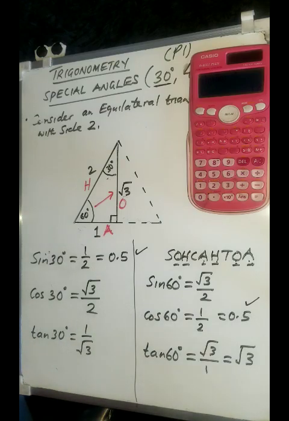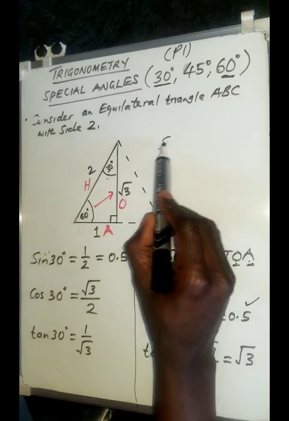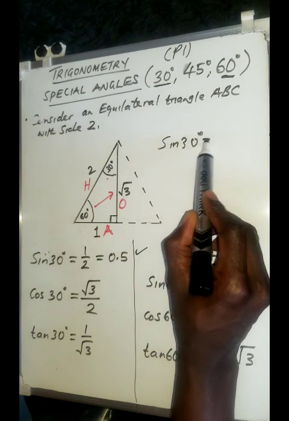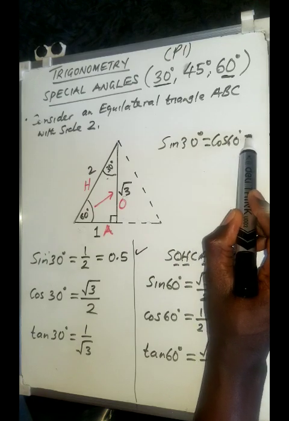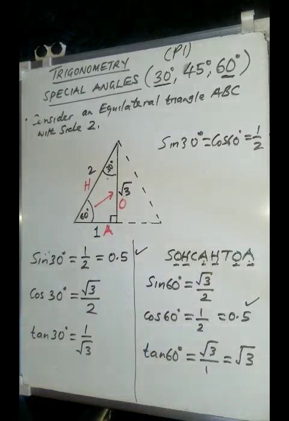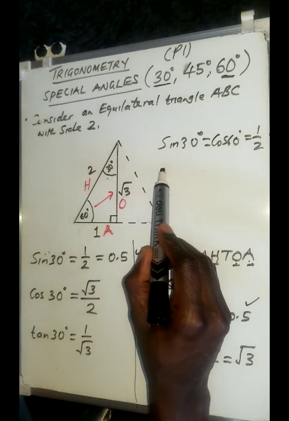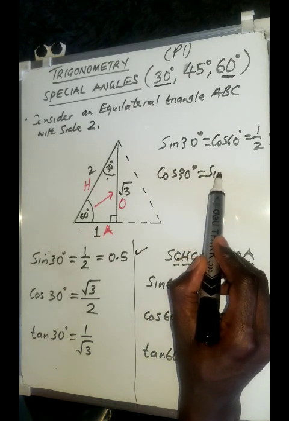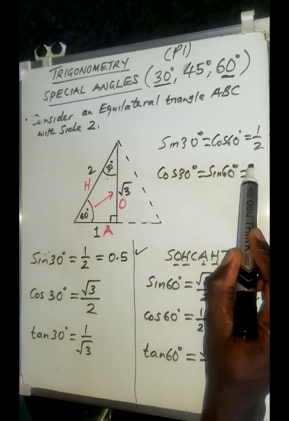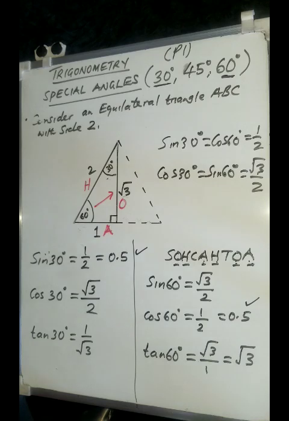So important things that you need to remember. You can see that sine 30 degrees is the same as cos 60 degrees. They'll both give you a 1 over 2 or a 0.5. Then if you look at cos 30 degrees, it is equal to sine 60 degrees. They'll both give you the root of 3 over 2. So that is what you need to remember when it comes to that.